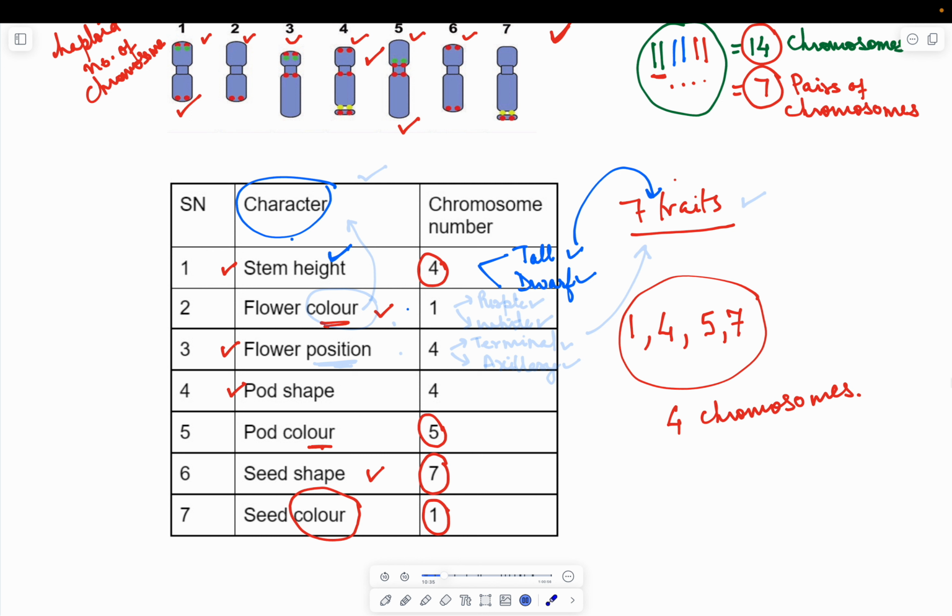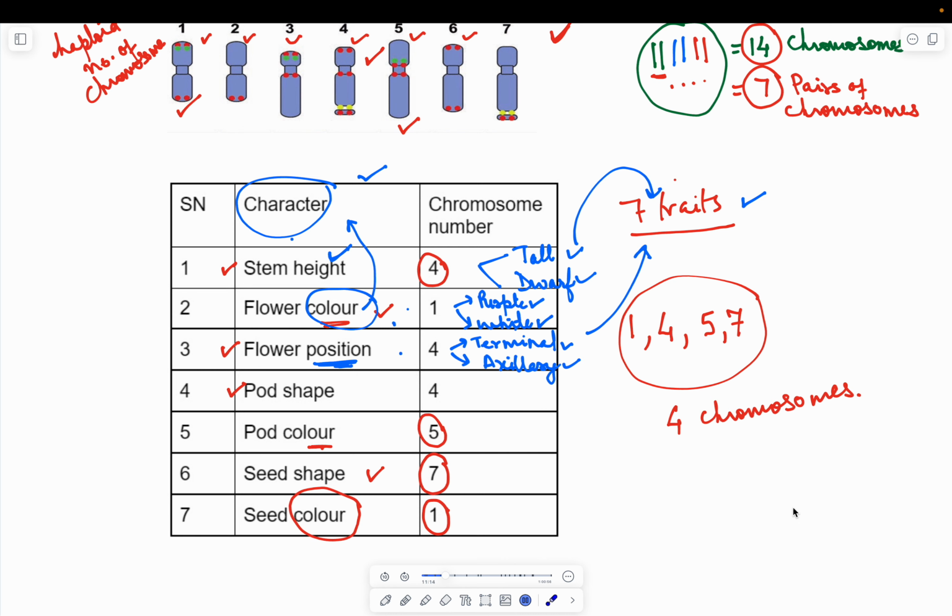Flower color can be either purple or white. So flower color is the character. So the two traits for the flower color are purple color flower and white color flower. Flower position is a character. So the flower can be present at the terminal region or at the axillary region. So the axillary and terminal positions are the two traits for flower position and so on. So this is the difference between character and traits.